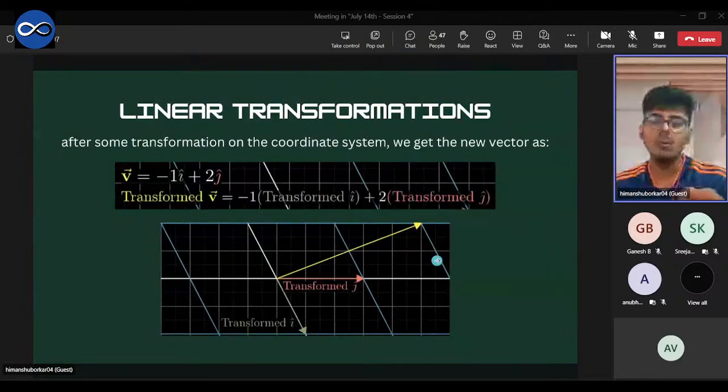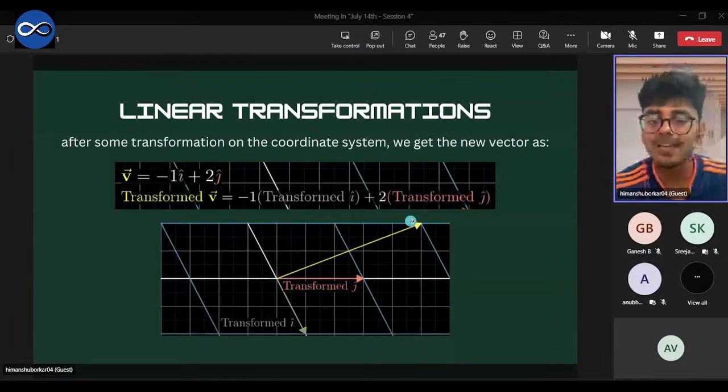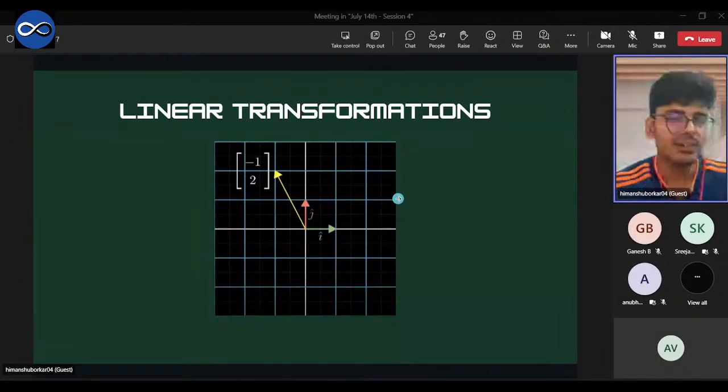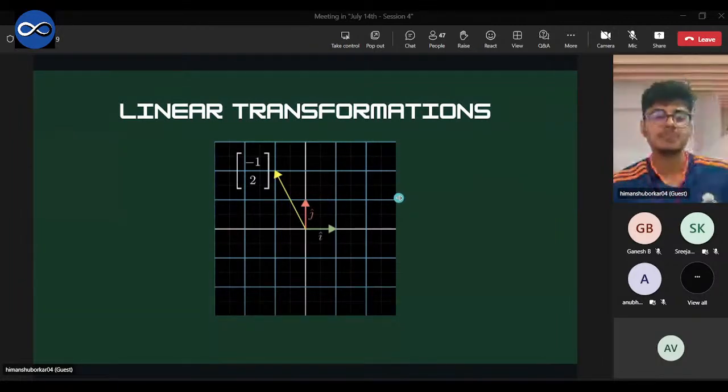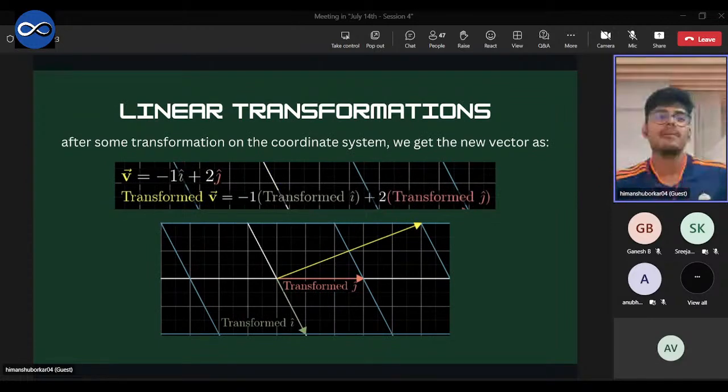I want to know what this vector is in our original coordinate system. Like if I drew it in my original coordinate system, in which it would look something like this, what is that vector? I want to know that. How can I calculate that?